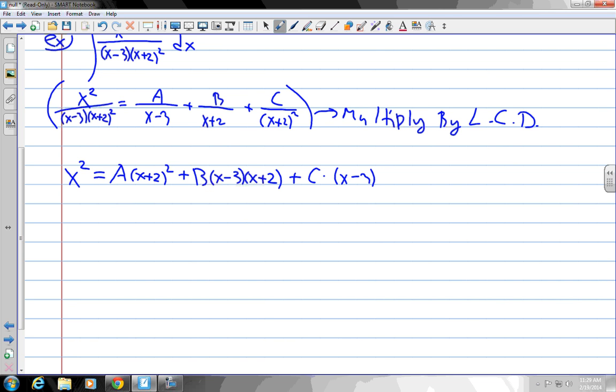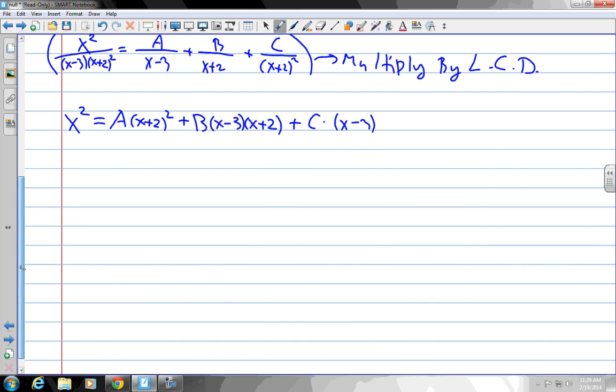Because we can do the sneaky thing here for a while. So let's try. Let's find some of these values. So let x equal what? All right, 3. So if x equals 3, b's and c's are going to go away, right? So if x equals 3, you're going to get 9 equals 3 plus 2, 5 squared, 25, 25a. Right? So a equals 9/25.